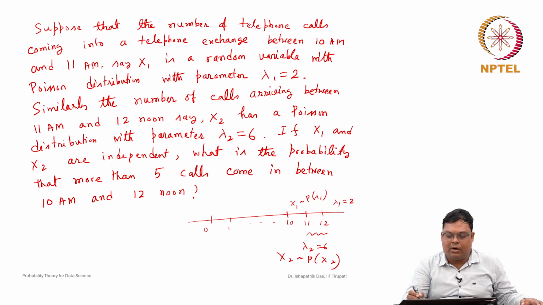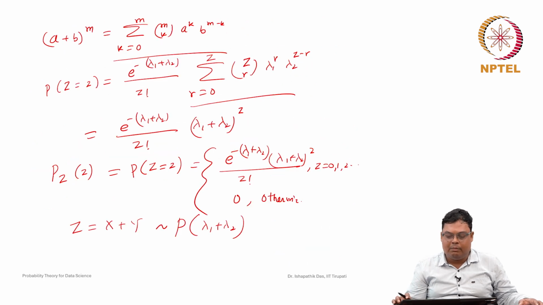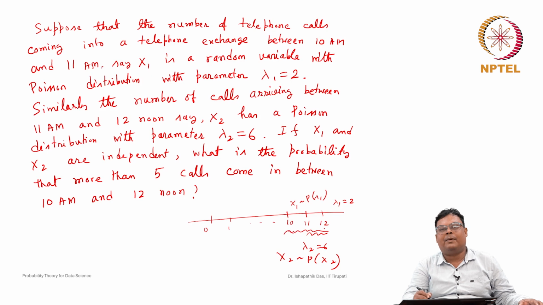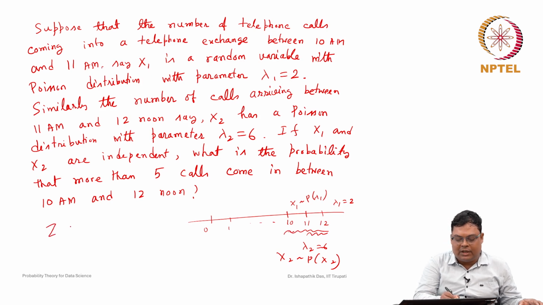So, lambda 1 and lambda 2 are given as the parameters. If X1 and X2 are independent, and independence is required, because you can see that before we found that Z is equal to X plus Y. So, here what is asked is, if X1 and X2 are independent, what is the probability that more than 5 calls come in between 10 and 12 noon. If you want to find the number of telephone calls between 10 and 12 noon, that means it is the total number of calls X1 plus X2. So, that means we have to consider this random variable Z.